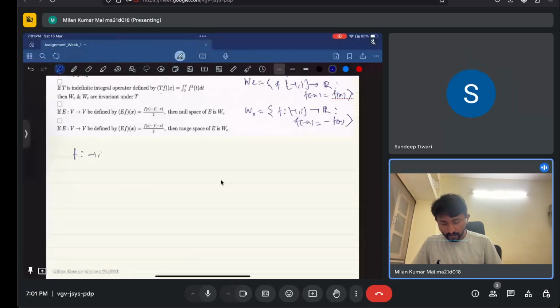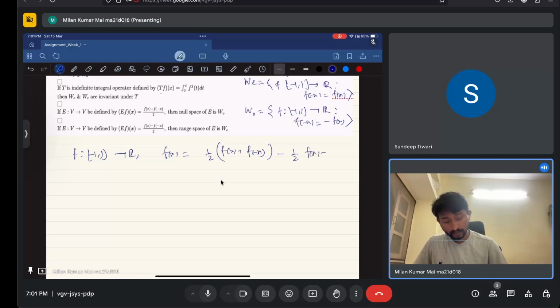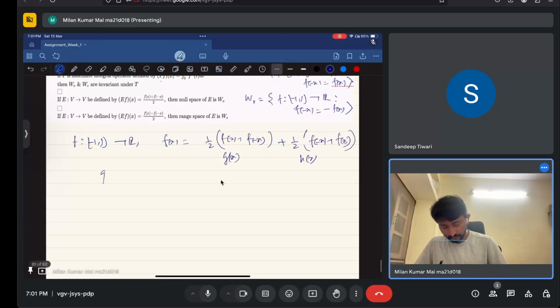For any function from [-1, 1] to R, one can write f(x) equals 1/2 [f(x) + f(-x)] plus 1/2 [f(x) - f(-x)]. If you want to write it as an addition, write the minus first: f(-x) plus f(x). Then clearly, if we consider the first as g(x) and the second as h(x), then g(-x) equals 1/2 [f(-x) + f(x)].